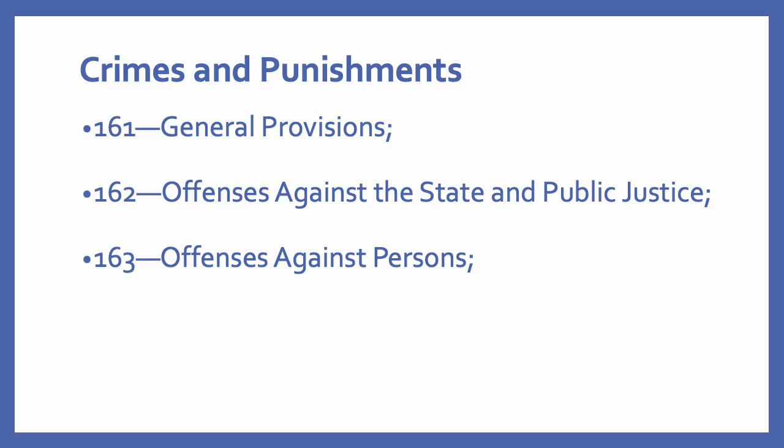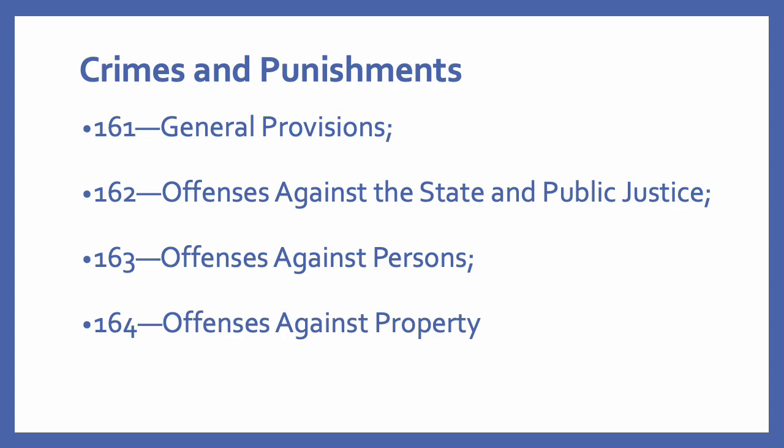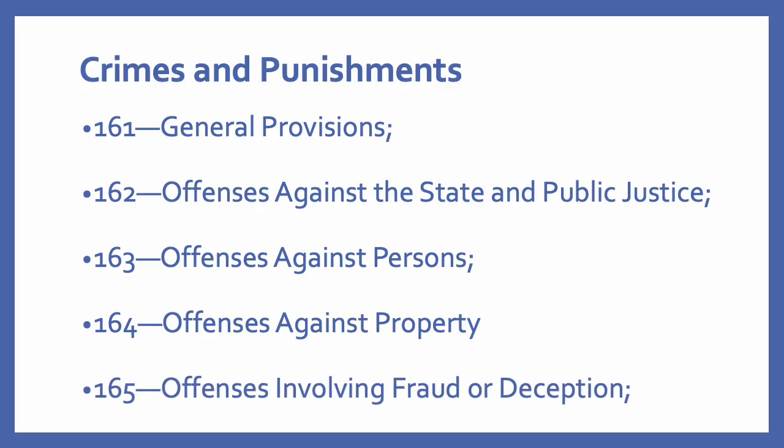163 Offenses against persons. These are person crimes: assault, homicide, sexual offenses, stalking, etc. 164 is property crimes such as theft, burglary, robbery, arson, and criminal mischief. 165 are offenses involving fraud or deception, forgery, identity theft, fraudulent use of a credit card, etc.